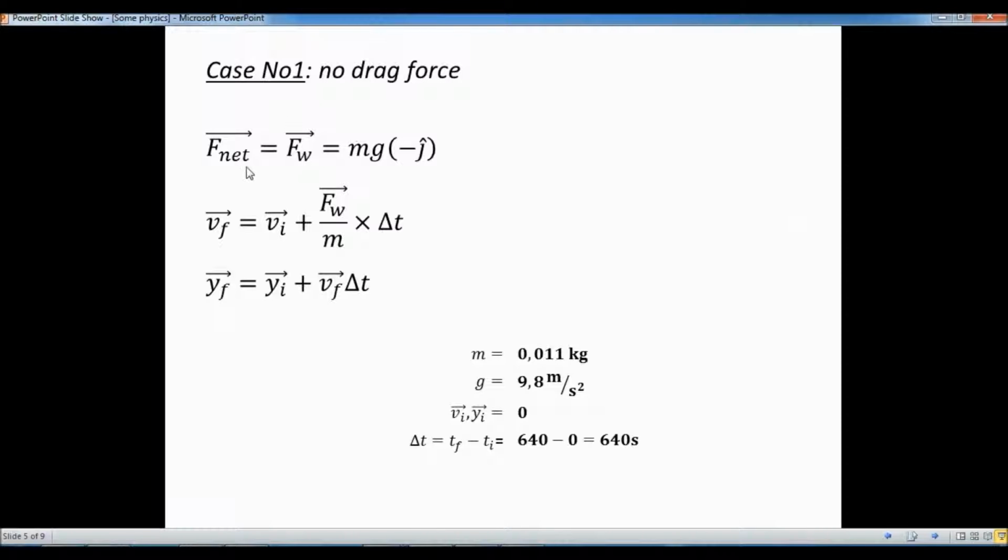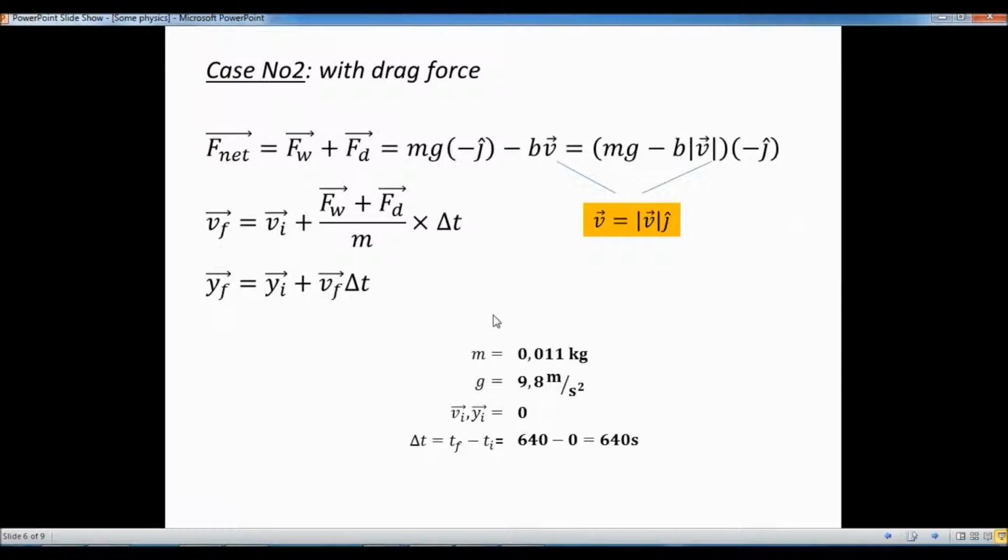First case, no drag force. As a result, F net is equal to Fw. M is given, g is given, initial velocity and initial position are equal to 0, and delta t, I took this value from Tracker. Second case, I inserted drag force, the first equation, I did some math right here. And third case, again with drag force, but this time with the second equation for drag force.